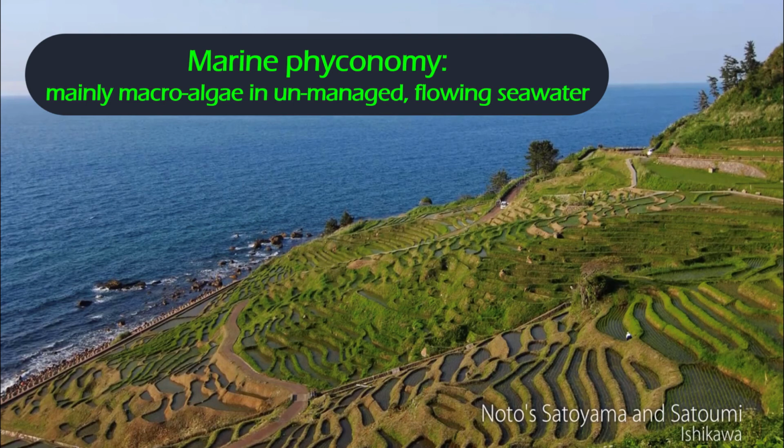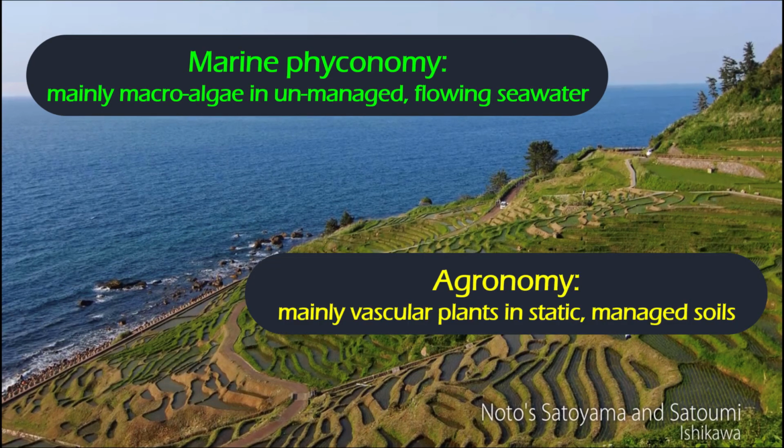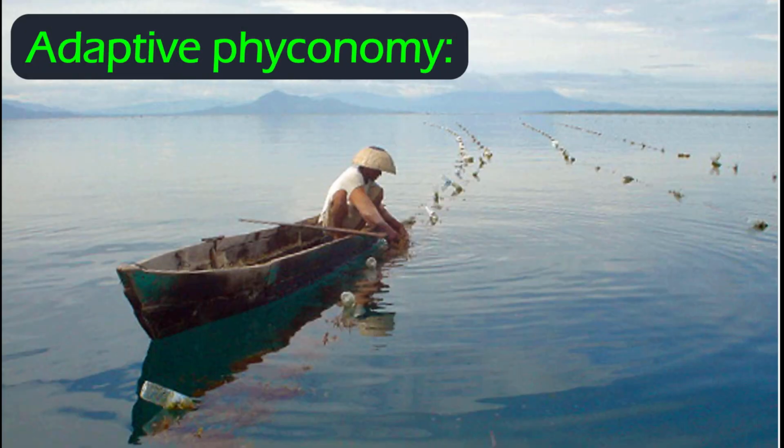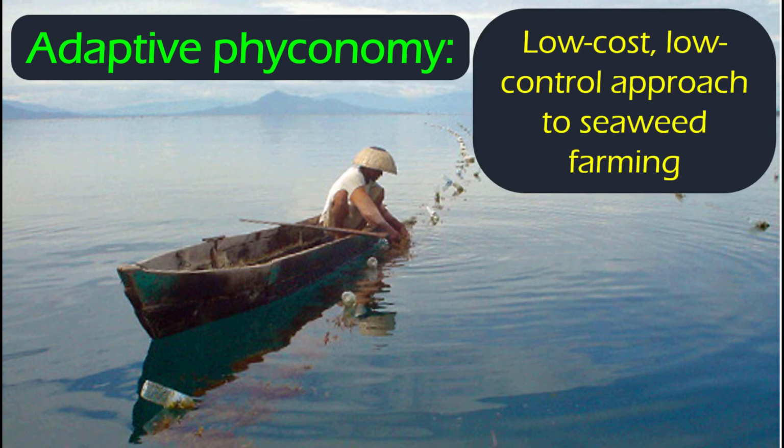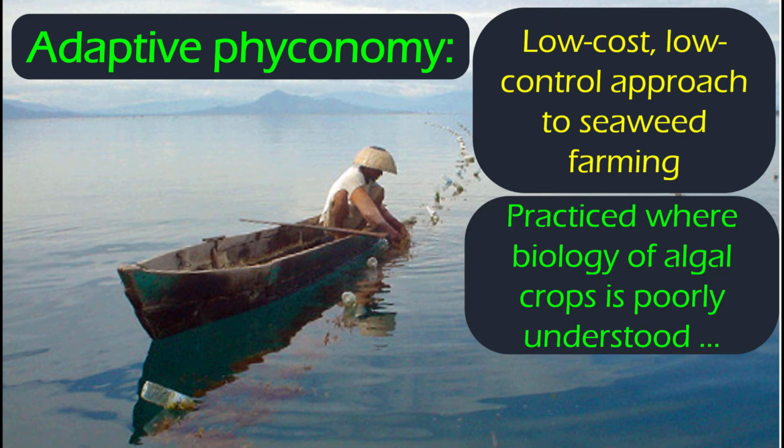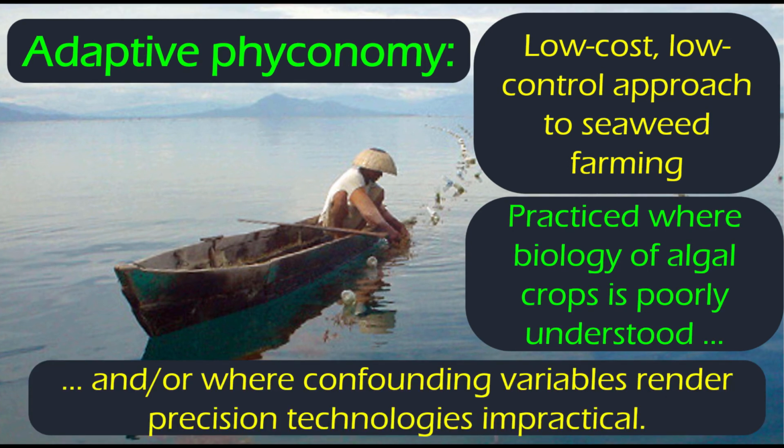Marine phyconomy is mainly macroalgae and unmanaged flowing seawater. On the other hand, agronomy deals mainly with vascular plants in static managed soils. Adaptive phyconomy is a low-cost, low-control approach to seaweed farming. It is practiced where the biology of algal crops is poorly understood and/or where confounding variables render precision technologies impractical.